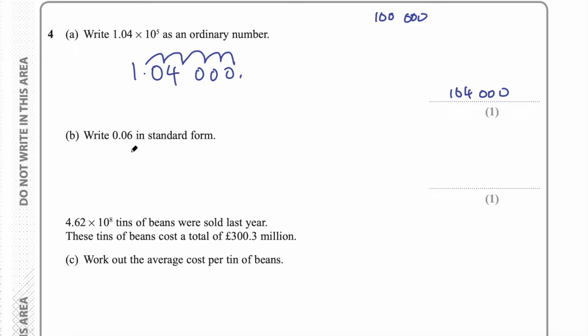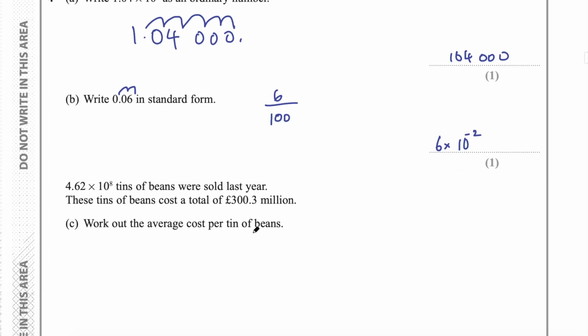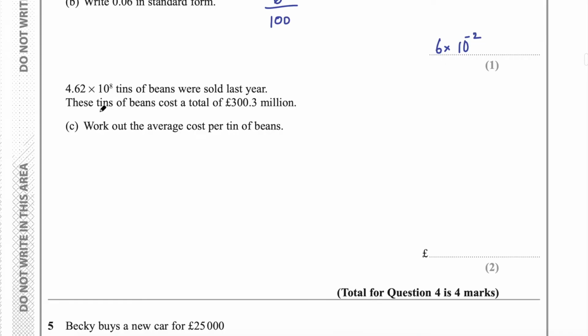Part B says write 0.06 in standard form. So to be in standard form, you need the first number to be between 1 and 9. So this one will be 6 times something. How do we figure out what the power of 10 is? Well, how many times have I moved that decimal place to the right? Twice, so this is going to be to the power of -2. Or you could think of this as 6 divided by 100. There's a few ways to think about standard form, but 6 times 10 to the power of -2 is the answer there. Part C says 4.62 times 10 to the 8 tins of beans were sold last year.